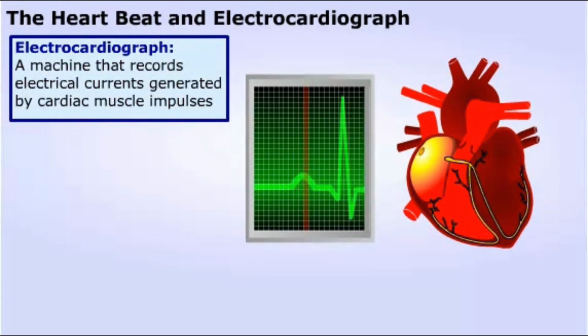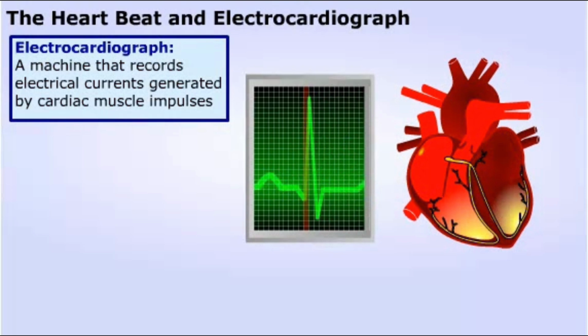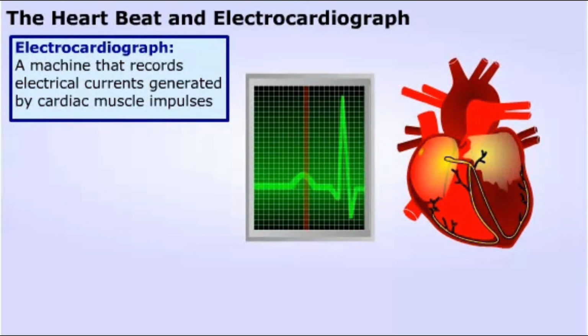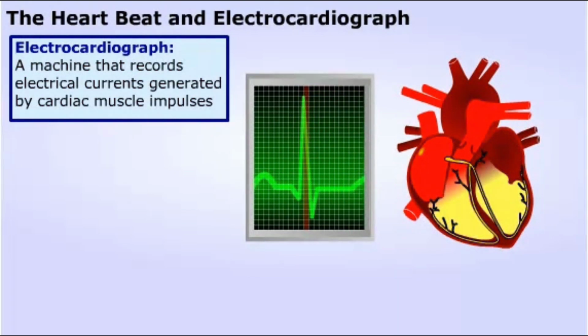An electrocardiograph is a machine that records electrical currents generated by cardiac muscle impulses. First, the SA node generates the wave of impulses. Next, the atria contract. After this, the impulses are delayed for a short time. Now they move to the heart apex. And finally, they initiate contraction of the ventricles.